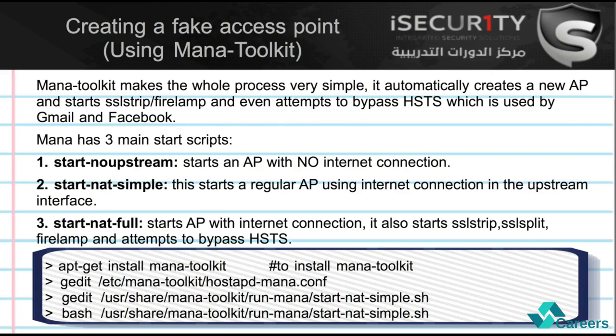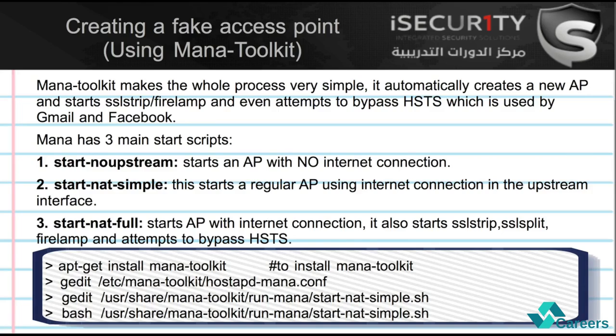So the tool comes with three main scripts. The first one is start no upstream. Basically, this script will create a fake access point, but this access point will not have internet connection. So when someone connects to this fake access point, they will not be able to connect to the internet.